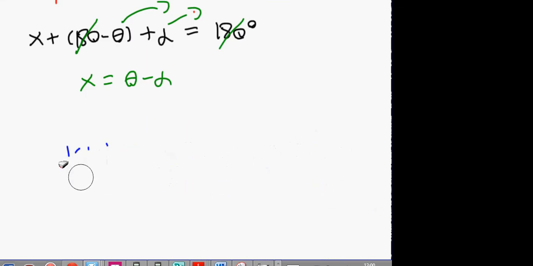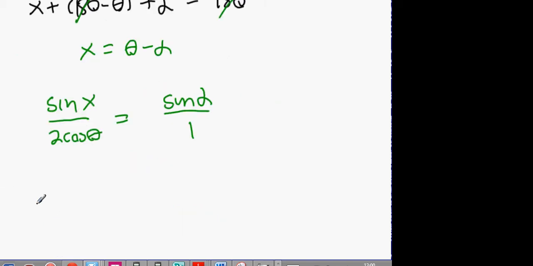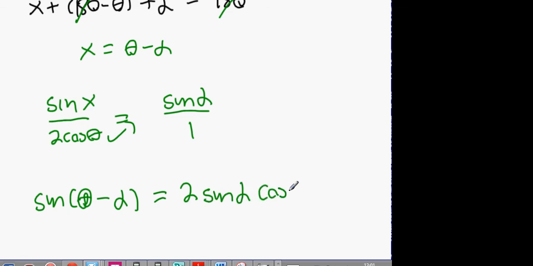So now that I have this piece of information, I'm going to try a sine rule out. Okay? And what I'm going to get is this. Sine x over, anybody? 2 cos theta equals sine alpha over 1. I'm then going to replace in sine theta minus alpha, and I'm going to cross multiply the 2 cos theta. I'm going to multiply the 2 cos theta, what do I get? 2 sine alpha cos theta.